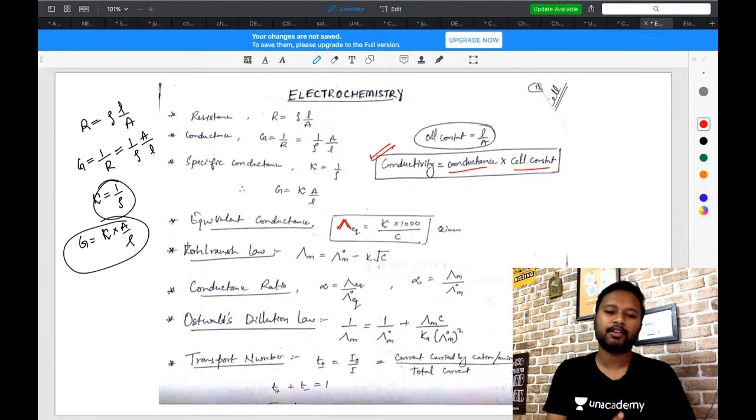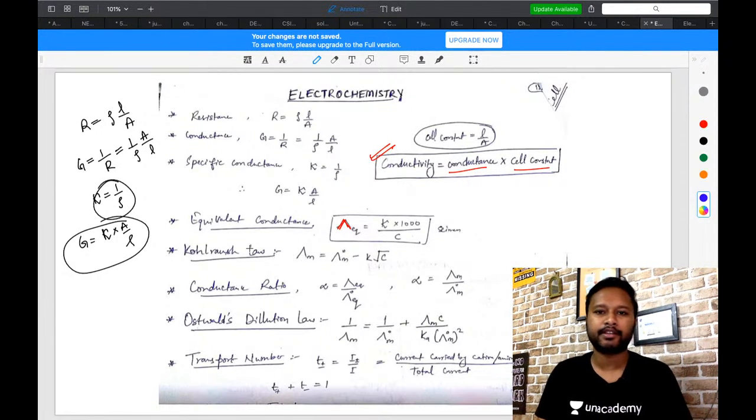So the next formula is your Kohl-Rosch law. This is applicable for dilute solutions. It relates the molar conductivity and the concentration of the solution, and molar conductivity at infinite dilution. The Kohl-Rosch law says that if you keep on diluting a solution, its conductivity will increase. Okay, that's what it is.